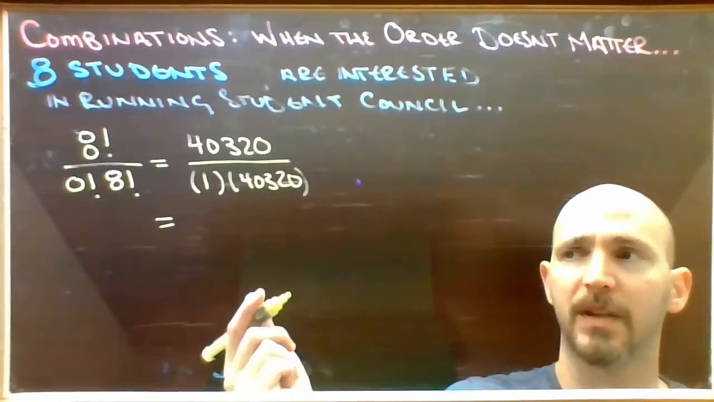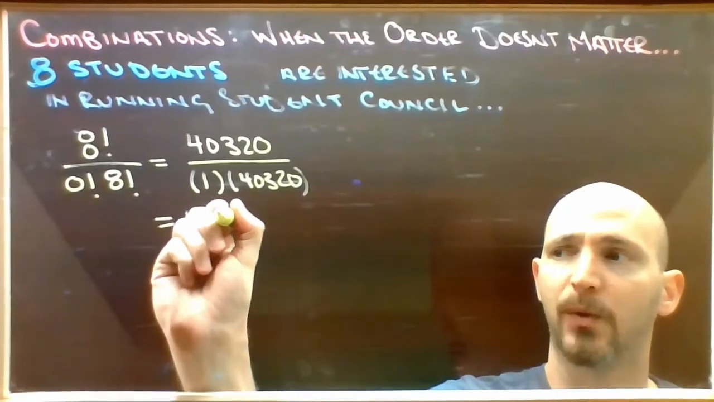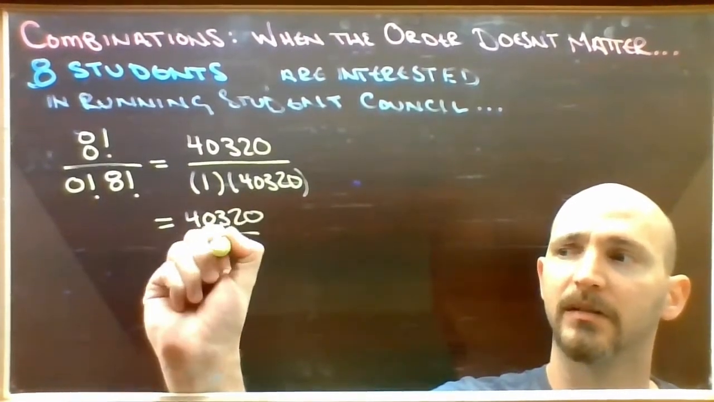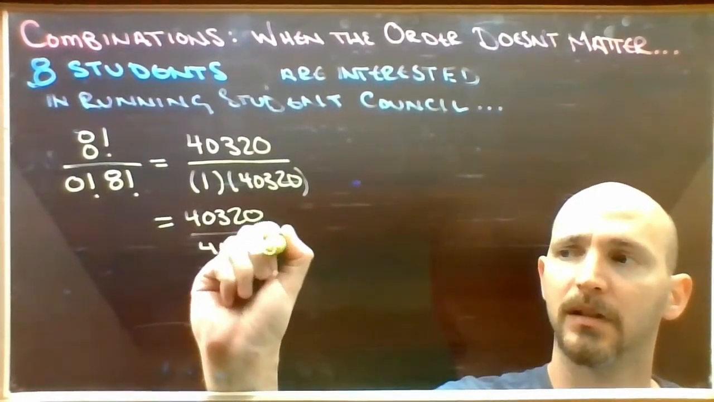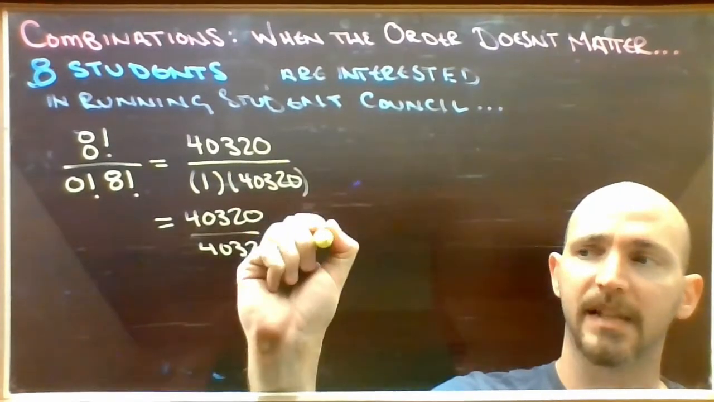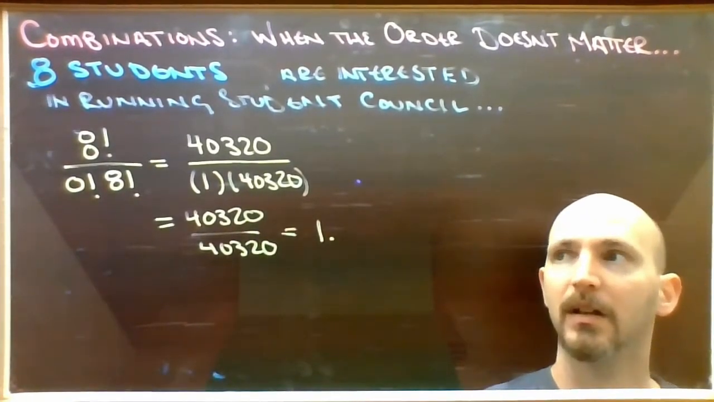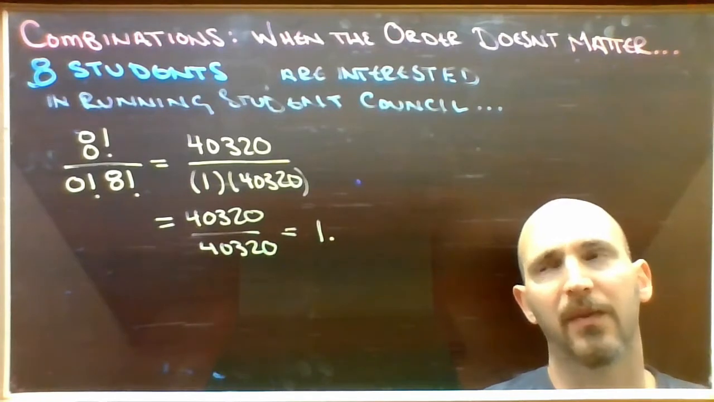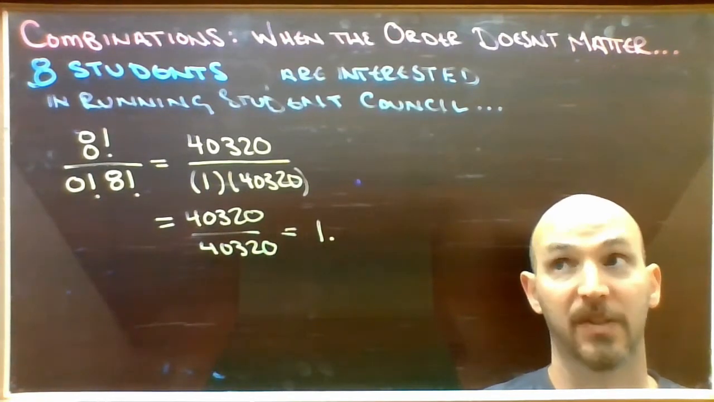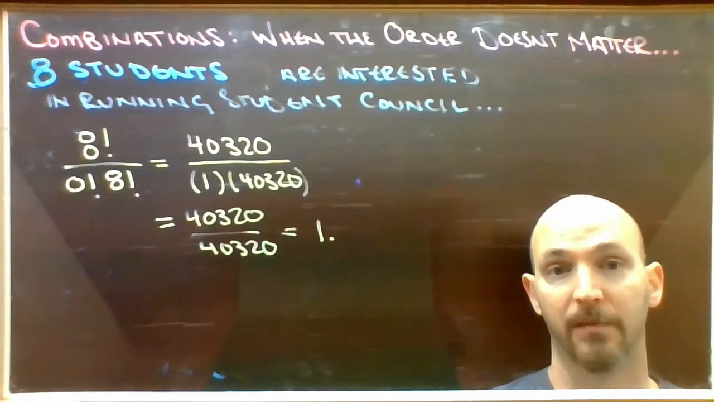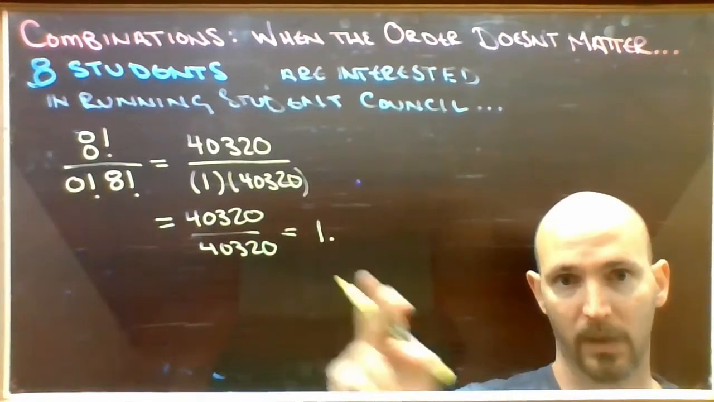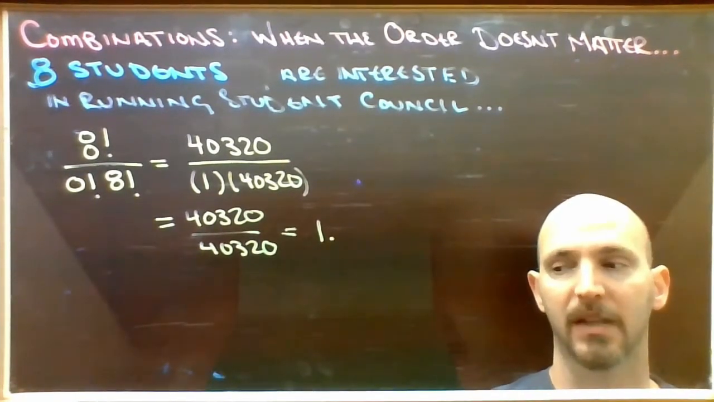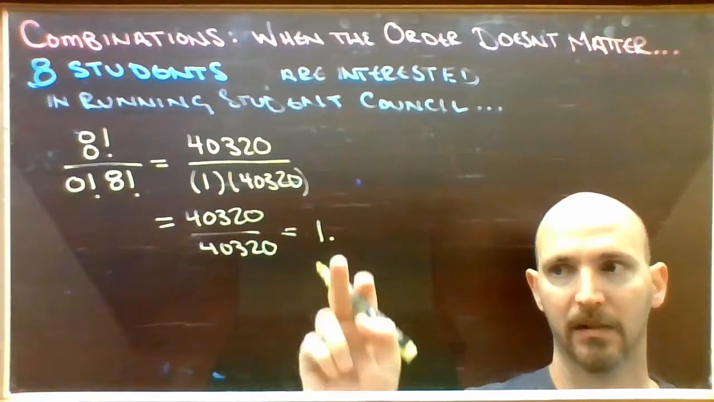And 1 times 40,320 is 40,320. And any number divided by itself goes in exactly once. Now, if you think about this question, if I changed it to 10 students and I'm taking all of them, the answer would be 1. If it was 1,000 students and I take all of them, the answer would be 1.